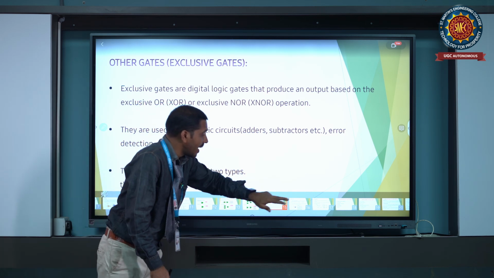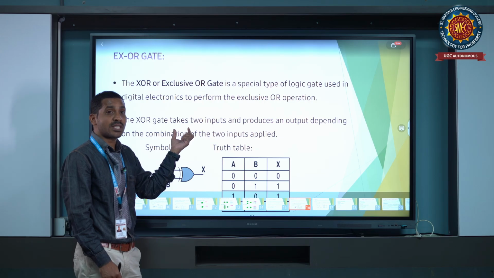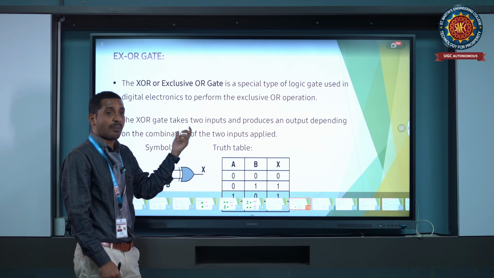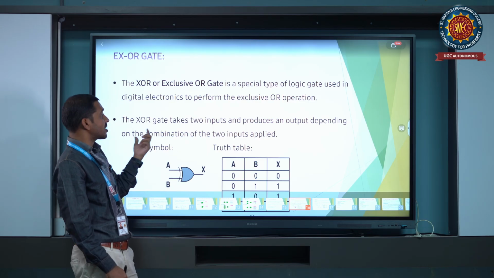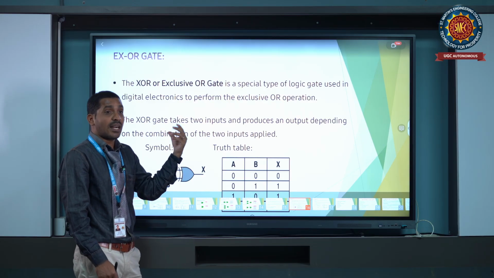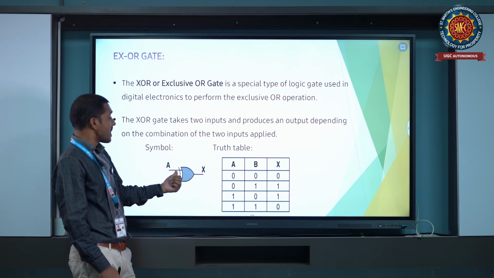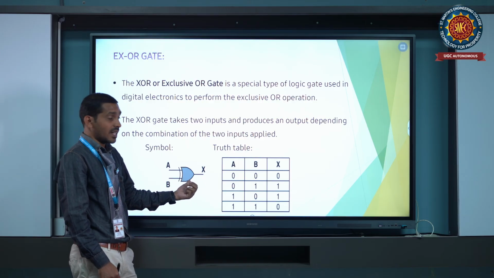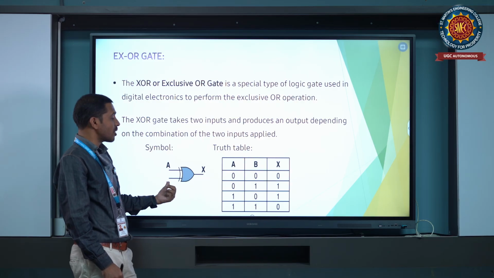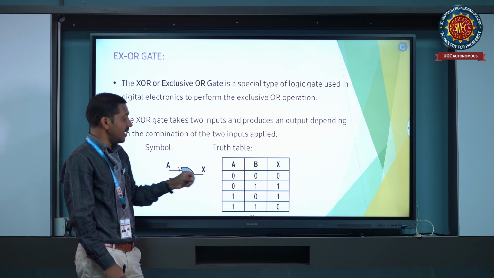Coming to the XOR gate. The XOR gate takes 2 inputs and produces a single output based on the XOR operation. The XOR gate produces output depending upon the combination of inputs in Boolean operations. This is the symbol of the XOR gate and its truth table. A and B are the inputs, and X is the output.